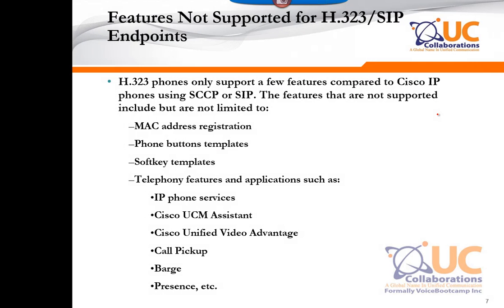Now, when you have a third-party SIP phone or H.323 phone, keep a few things in mind. It does not use the MAC address to register. It does not support the Cisco phone button template, because Cisco does not know how many lines you will have on that phone. It does not support the softkey template, because again Cisco has no knowledge about the type of phone you're going to use, how many buttons it has, or where the softkeys are. Additional features that are not supported are IP phone services, UCM assistant, which is IPMA, video advantage, call pickup, barge, and presence. These features are not available if you're going to use a third-party SIP or H.323 phone.